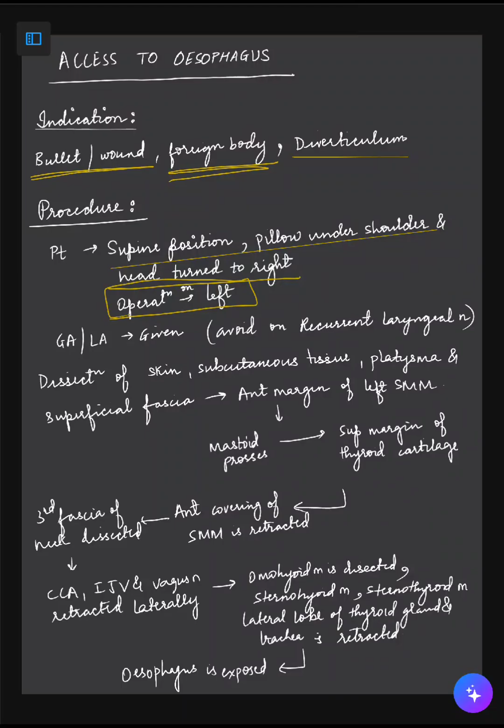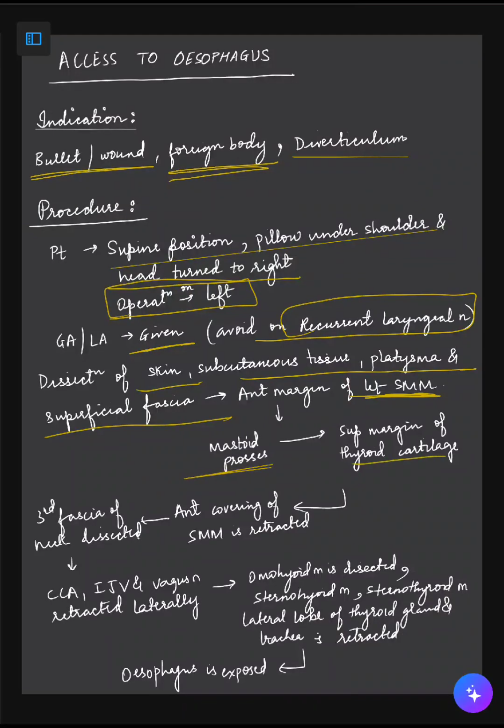Now, we give general anesthesia or local anesthesia. But we should avoid the recurrent laryngeal nerve. Now, we should do dissection of the skin, subcutaneous tissue, platysma and superficial fascia. Now, the anterior margin of the left sternocleidomastoid muscle. Now this is done from mastoid process to superior margin of the thyroid cartilage.